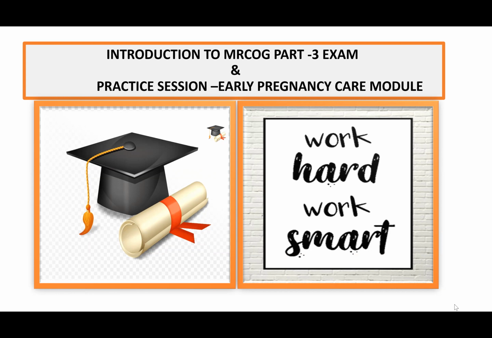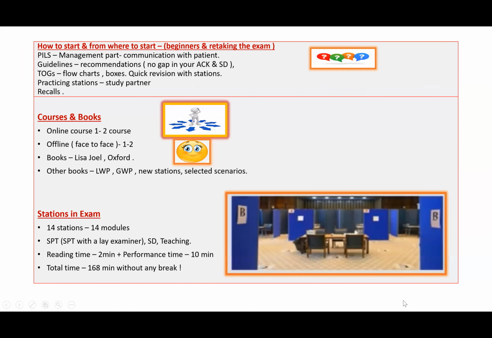Now, after clearing Part 2, the question arises: from where to start for the MRCOG Part 3 exam? That question is for the beginners and also for those who are retaking the exam. So it's always a good idea to start with the patient information leaflets, that is the PILs. This will help in communication with the patient. Those who are beginners, you can read the whole PIL from first page to the last page. Those who are retaking the exam, you can just read the management part.